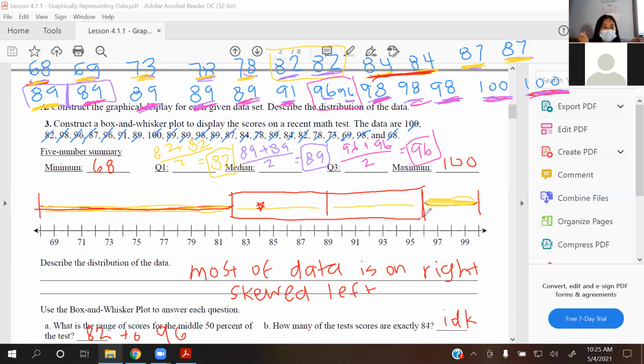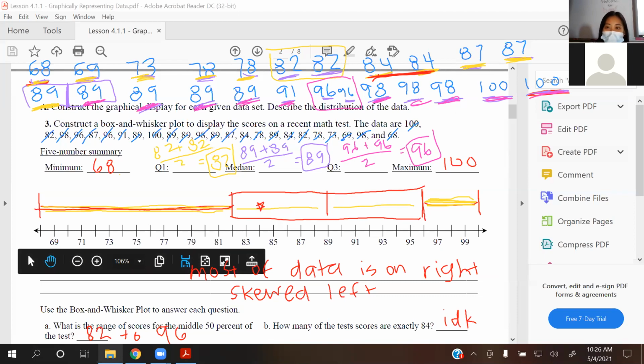So when you're looking at a box and whisker plot, you cannot tell how many test scores are exactly a certain number, because it just gives you ranges. Each of these ways of displaying data has pros and cons. This one's more of a summary, whereas the dot plot gives you every single data point as a visual. With the dot plot, you have stacks of dots, and you can count how many test scores are exactly 84. But this one's a summary. It tells you summarized numbers. You literally cannot tell how many scores are exactly 84. Okay, any questions about that?